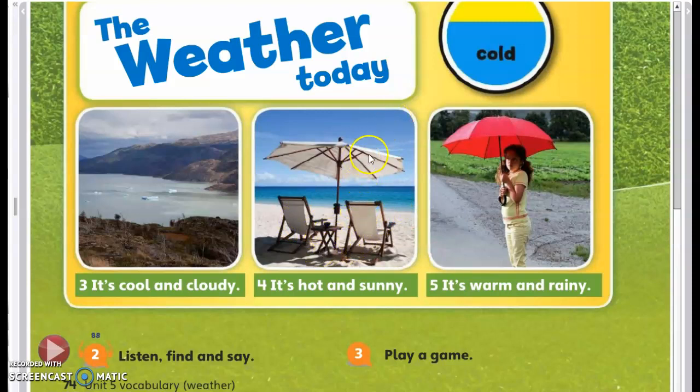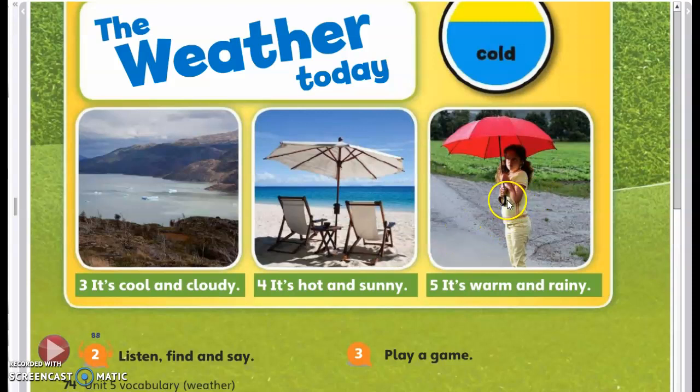Well, it's summer. All right. So what's the weather like? It's hot and sunny. The temperature is high and the sun is shining. Now repeat the sentences that I've just said.